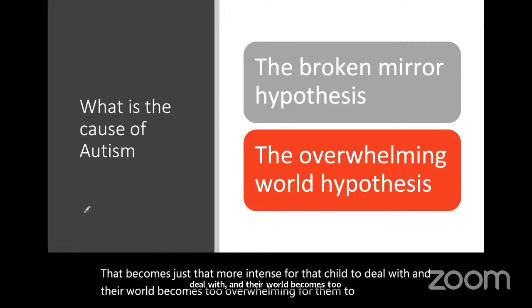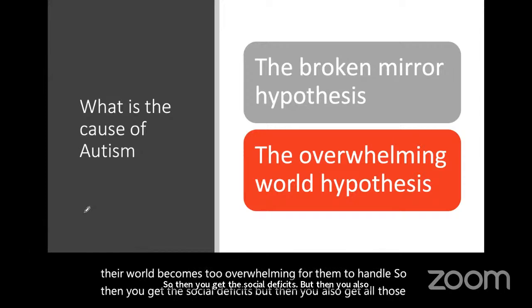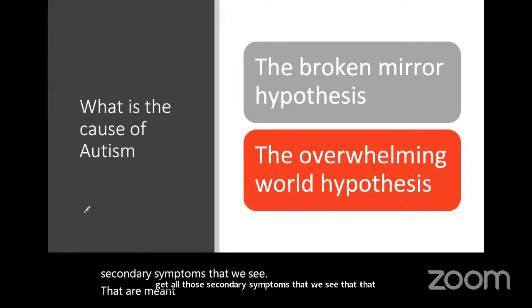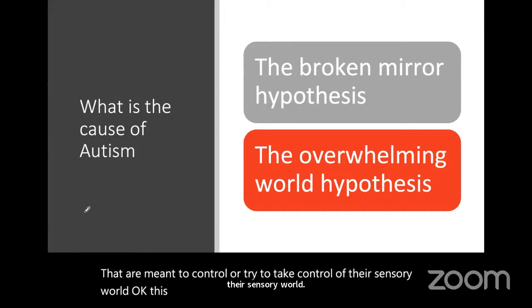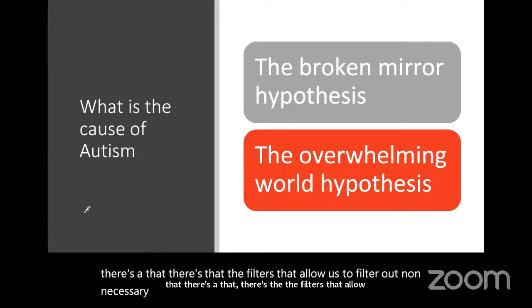So then you get the social deficits, but then you also get all those secondary symptoms that we see that are meant to control or try to take control of their sensory world. Okay, this is the leading theory right at the moment, that the filters that allow us to filter out non-necessary sensory information are missing.